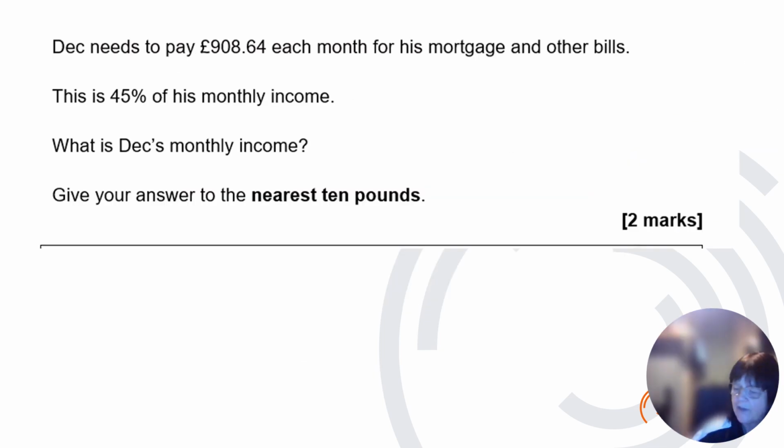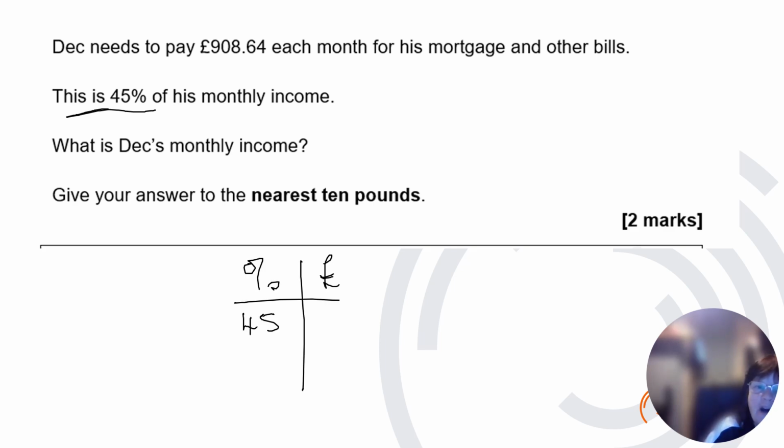Okay, let's give this a try. So Dec needs to pay £908.64 each month for his mortgage and other bills. This is 45%. So what we know, percentage and pounds, we know that 45% is 908.64. So it's always, what do I know? Okay, so we want to know what his monthly income is. So what is 100%? So pause the video, work it out, come back and tell me in a second.